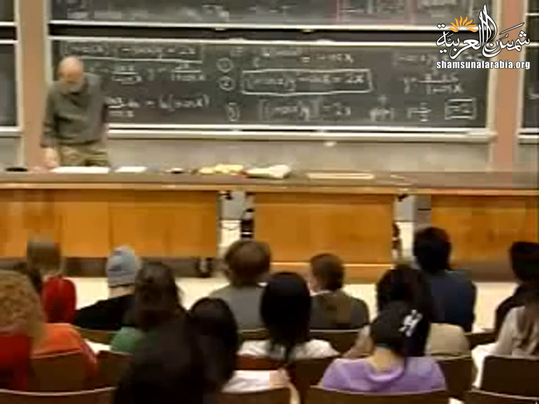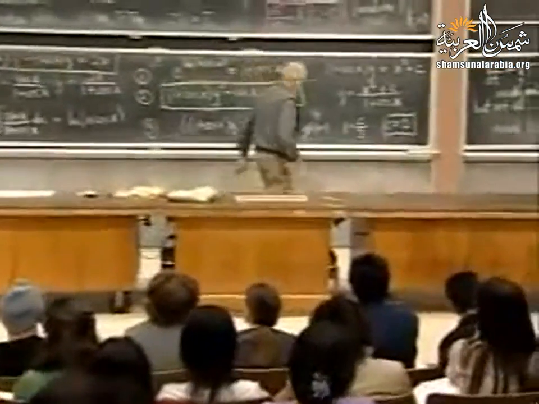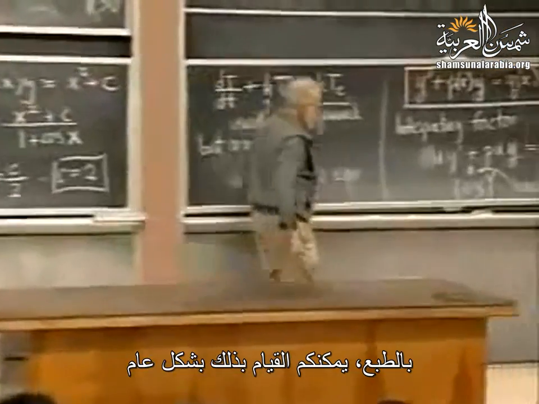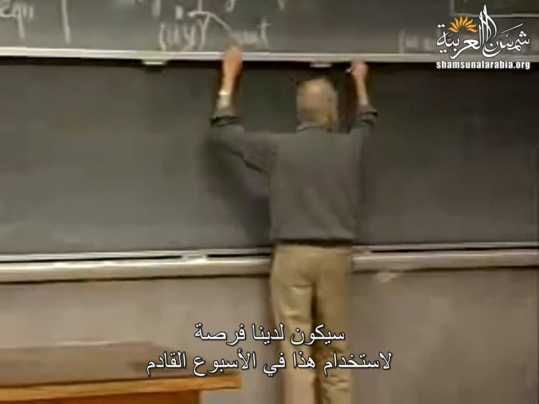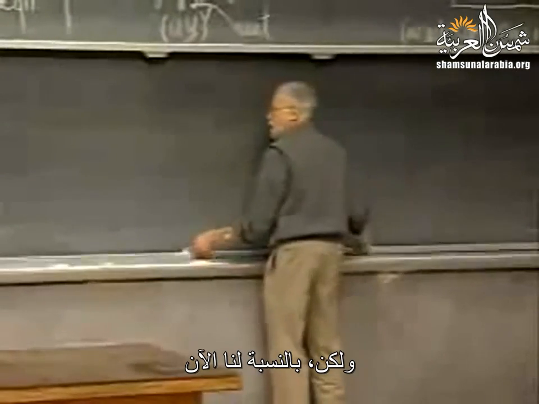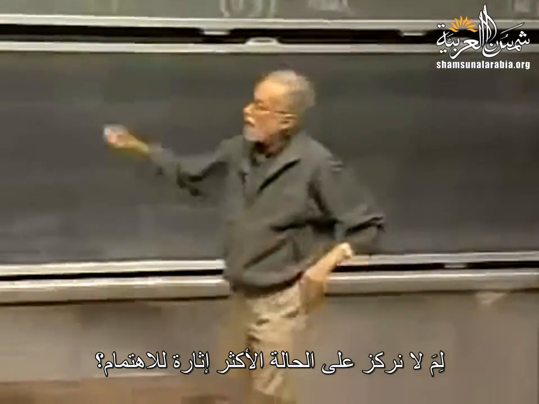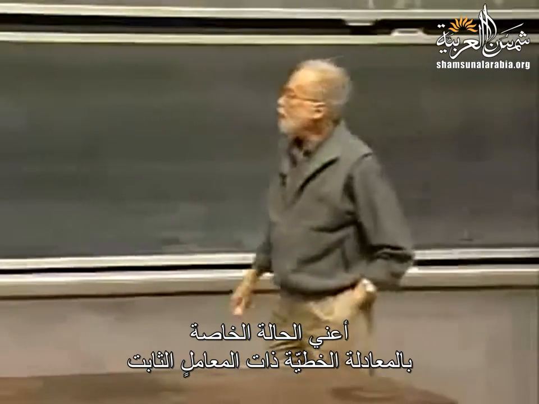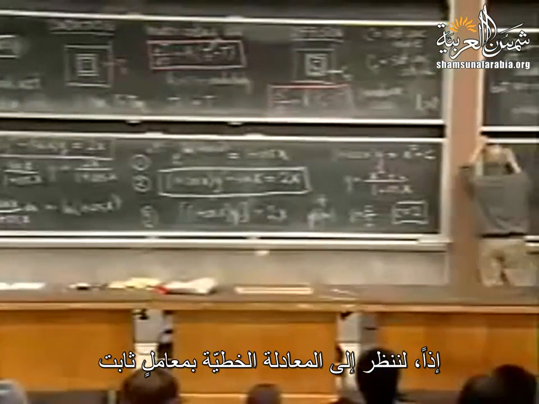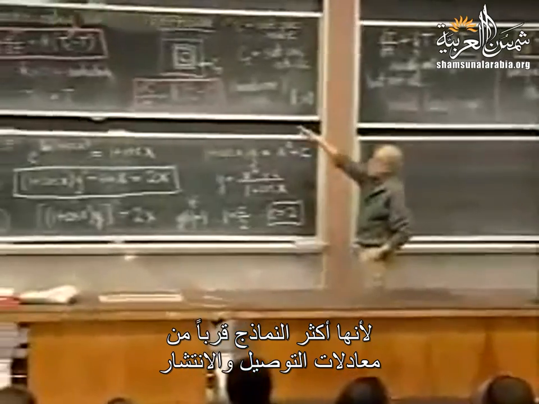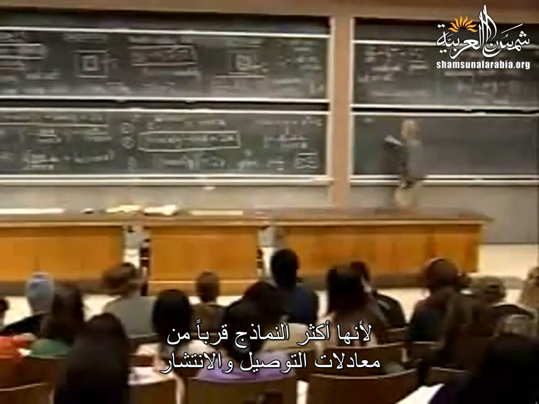Now, you can do this in general, of course, and get a general formula, and we'll have occasion to use that next week. But for now, why don't we concentrate on the most interesting case, namely that of the linear equation with constant coefficient. Let's look at the linear equation with constant coefficient, because that's the one that most closely models the conduction and diffusion equations.